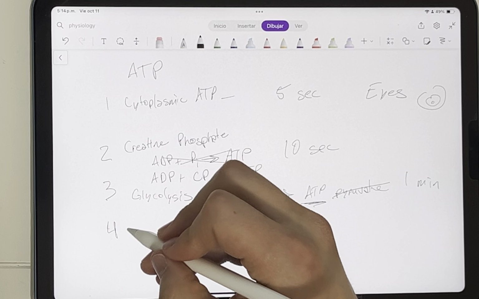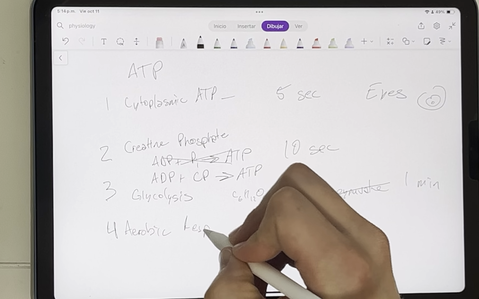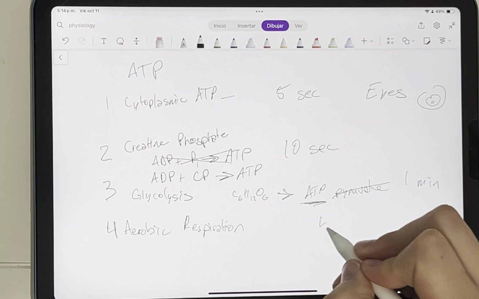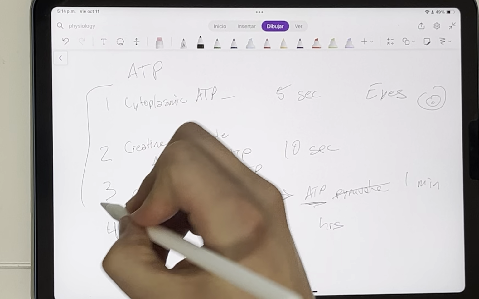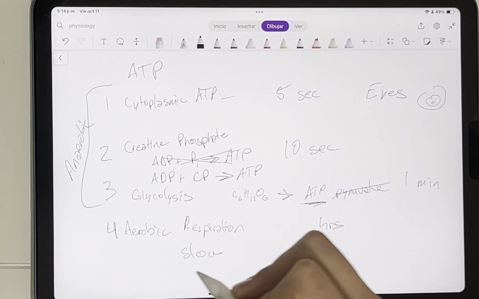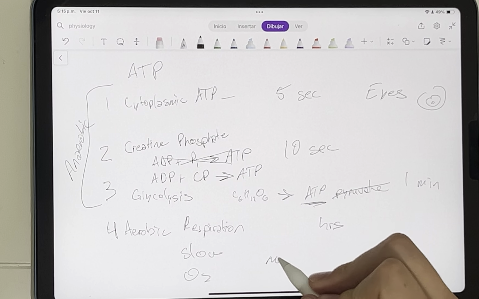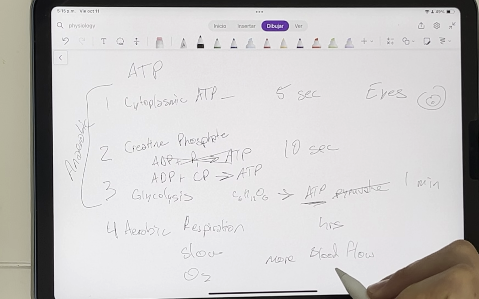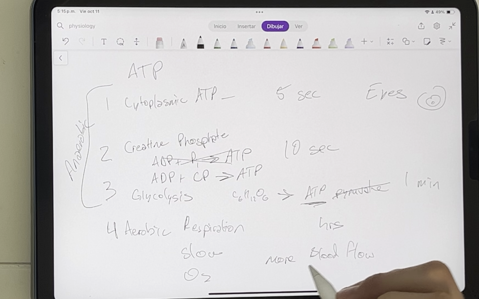So then our last option is aerobic respiration. So this is going to last hours, but it takes time. It's slow. These are anaerobic. This requires O2. So because it requires O2, it typically requires more blood flow. More blood flow, more nutrients. And because this blood flow and oxygen are necessary, we see this often in our big muscles.